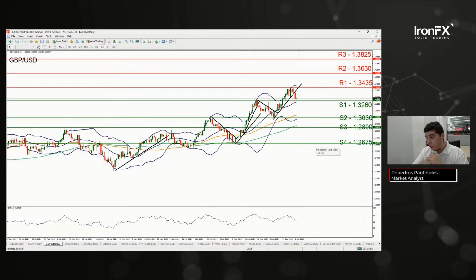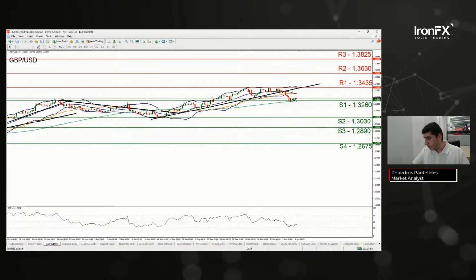For our bearish outlook to continue, it would have to break below S1. The next potential target would be S2 at 1.3030. Lower than that, we have S3 at 1.2890, and then you can see S4 on your screens at 1.2675. Now, if this daily candlestick doesn't break below S1, we would opt for a sideways bias.